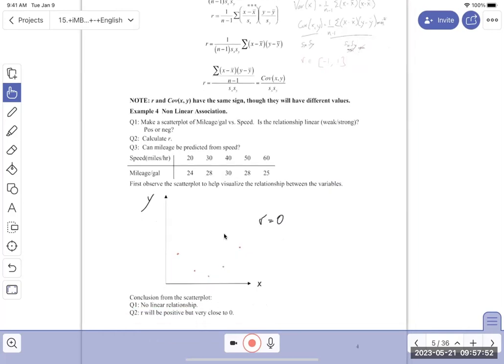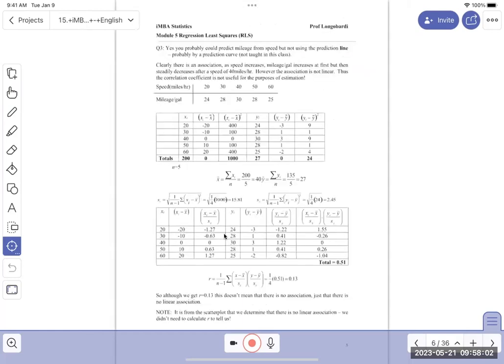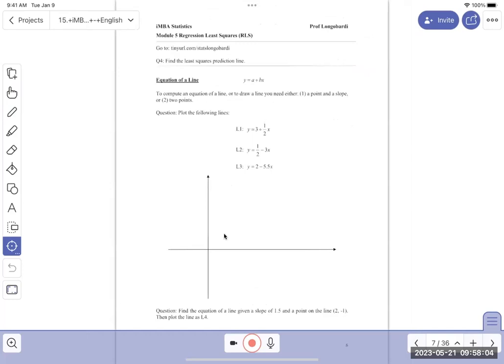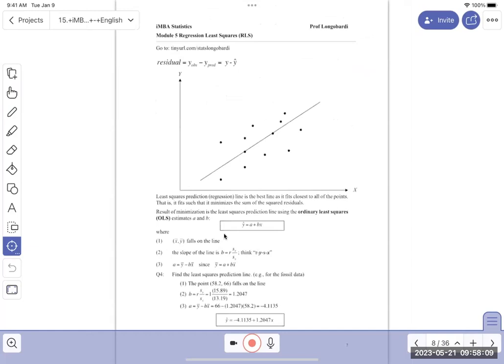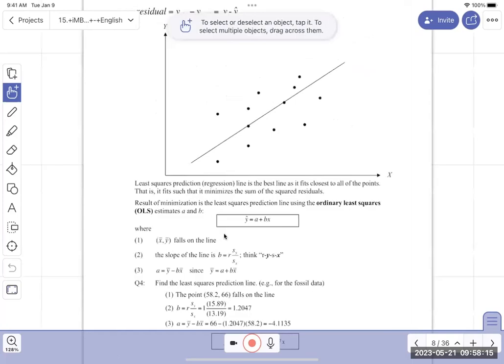So from the scatter plot, there's no linear relationship, and R is 0. However, we do see some sort of curve relationship that might be of interest. I make all the calculations here. Here I describe how to make the equation of a line and interpret it. And that gets us over here about the least squares regression line. Okay, any questions about anything so far?